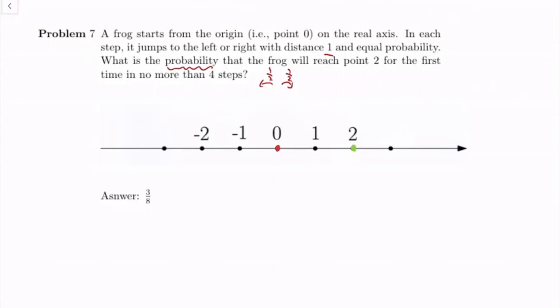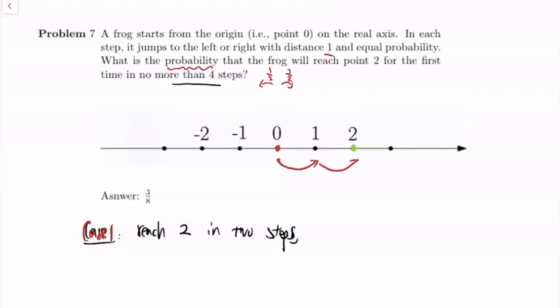For this problem, we can look at different cases. Because it is no more than 4 steps, there are only 2 scenarios. Either it reaches 2 in 2 steps, so case 1: reach 2 for the first time in 2 steps. Then what happens is you first jump to the right, and then jump to the right again. That's the only scenario to reach 2 in 2 steps. We know the probability to the right is 1/2 each time, so by the multiplication principle it's 1/2 times 1/2 equals 1/4. This is the probability for case 1.